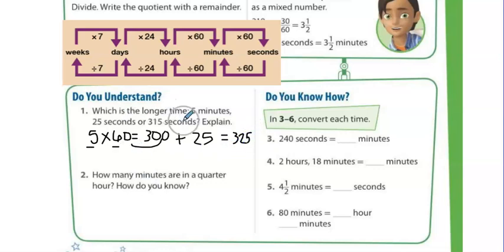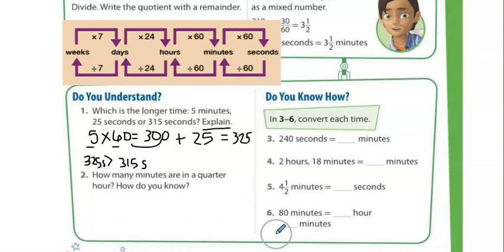So now what we want to do is compare. Is 325 seconds or 315 seconds larger? If you want, you can use words or you can use those comparison symbols by showing that 325 seconds is greater than 315 seconds. You can use words to explain, you can use visuals to explain, it doesn't matter either way, as long as you get your point across that 325 seconds, and I'm going to put a little S there, is greater than 315 seconds.